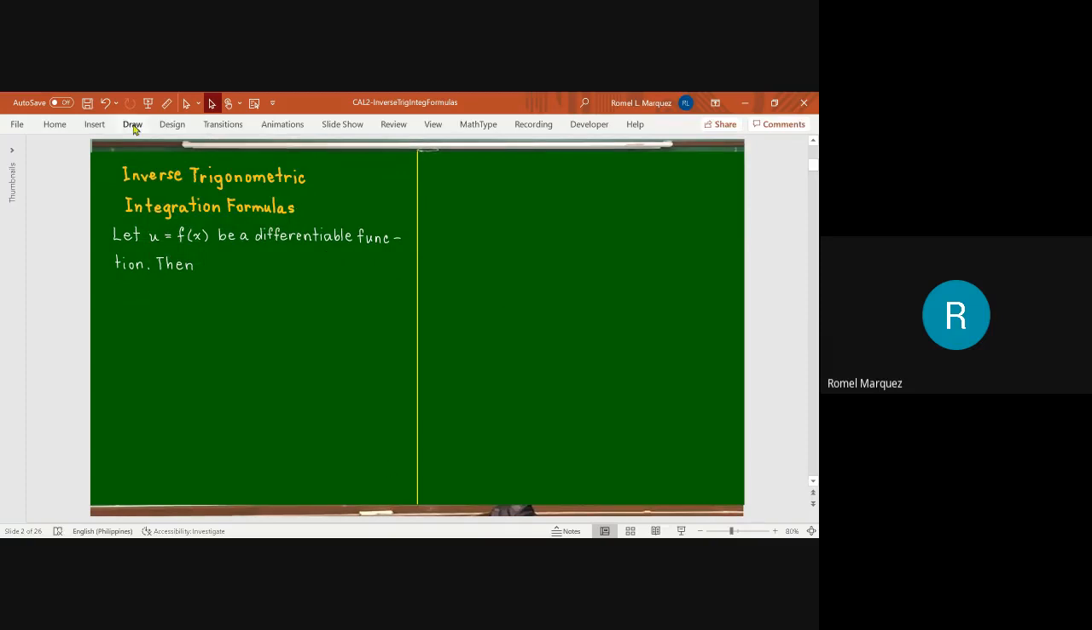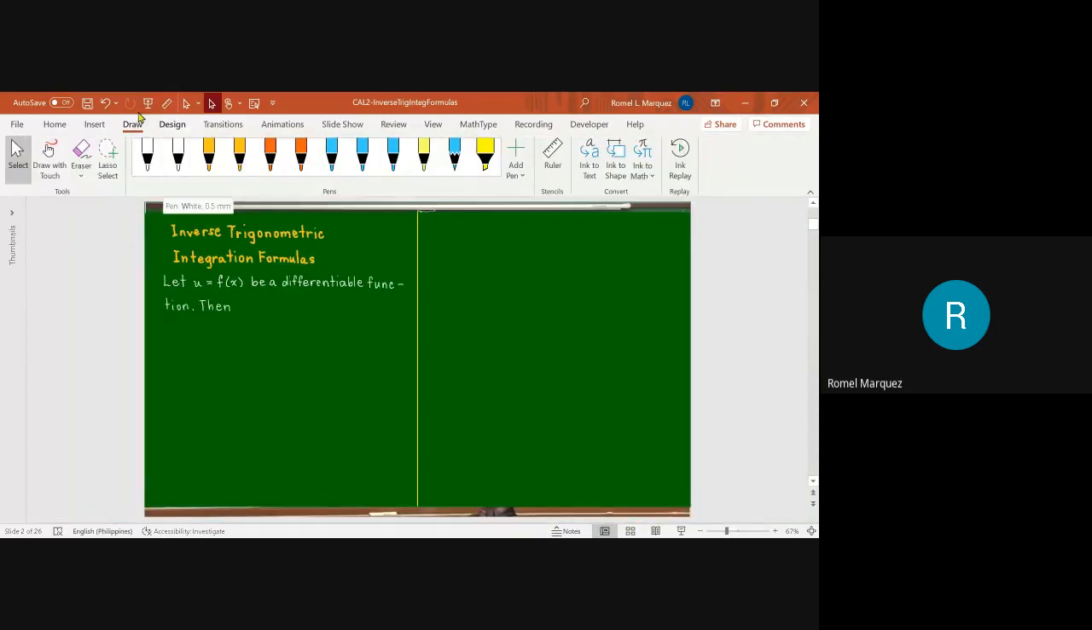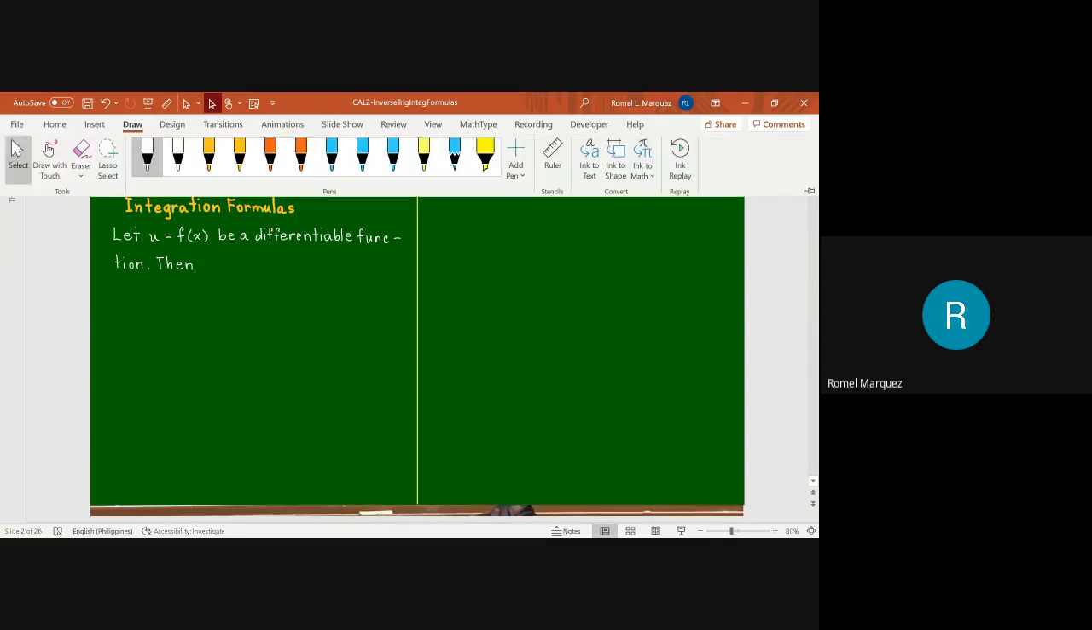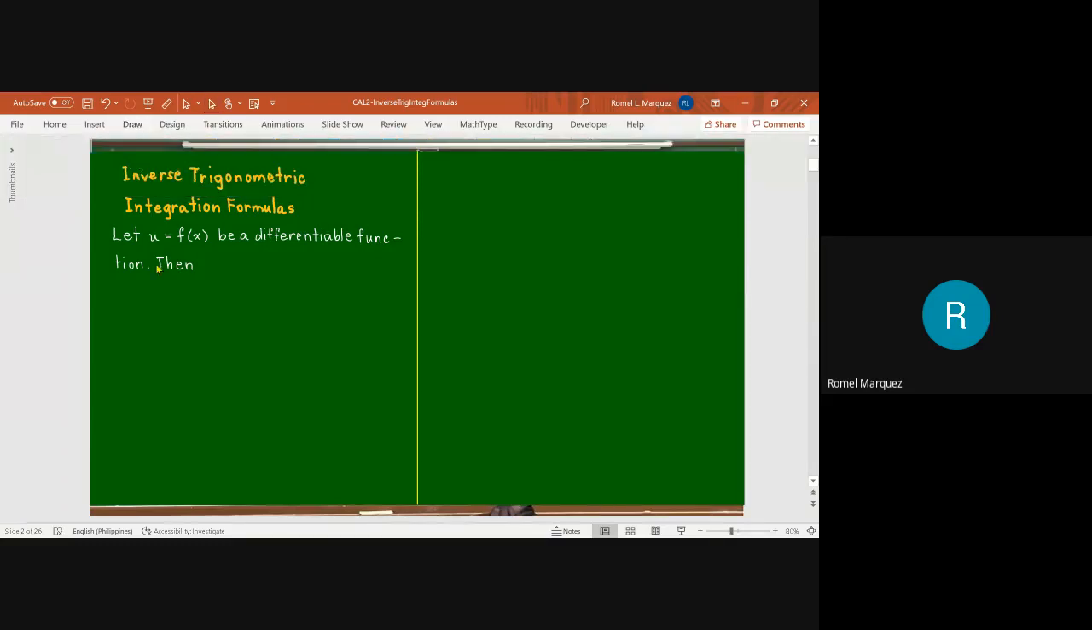Now, let us now have the condition so that we can have those inverse trigonometric formulas. Let u be equal to f of x and assume this is a differentiable function. Then the following 3 formulas hold. So we're going to have 3 formulas under here.